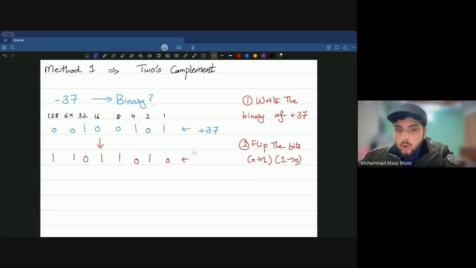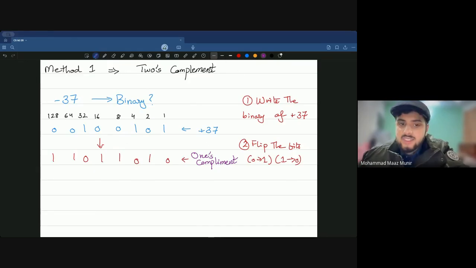Now till this point, this binary is basically known as 1's complement. This is important. A lot of people are not aware, but this point where you flip the bits is not your final answer, it is known as 1's complement. We were making use of 2's complement, so this is not the final answer. To get the final answer, we follow the third step, which says add 1 into the answer.